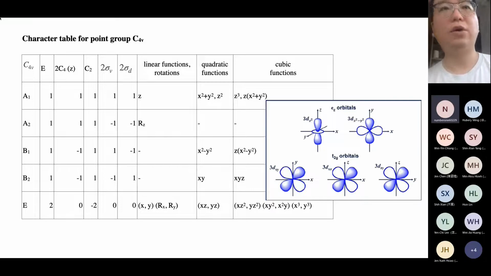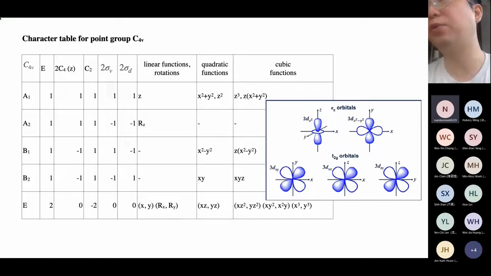B1 is x squared minus y squared. If you look at the figure on the right hand side, x squared minus y squared is a d orbital with its lobes along the x and y axis. If you rotate by 90 degrees, it gets a minus sign. If you flip by the mirror reflection along x and y, it's even. But if you flip by sigma D along the diagonal, then it's odd. So that's how x squared minus y squared transforms in the C4 point group.